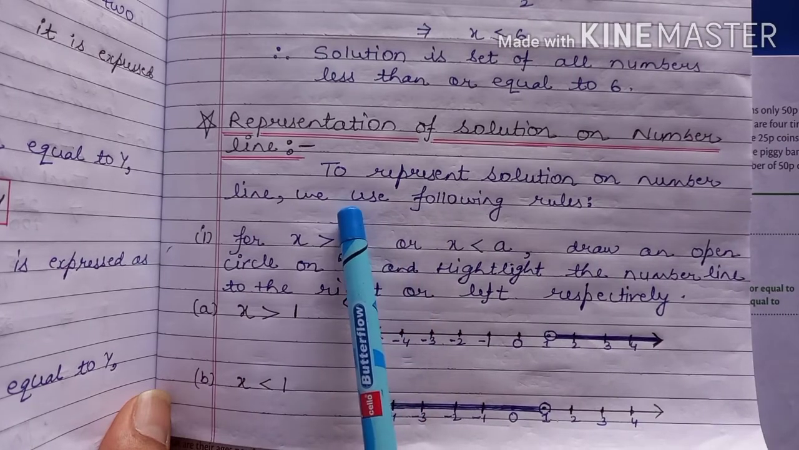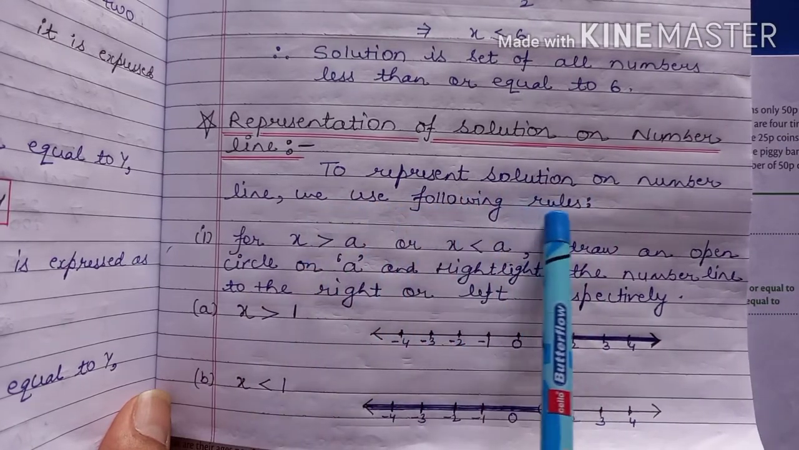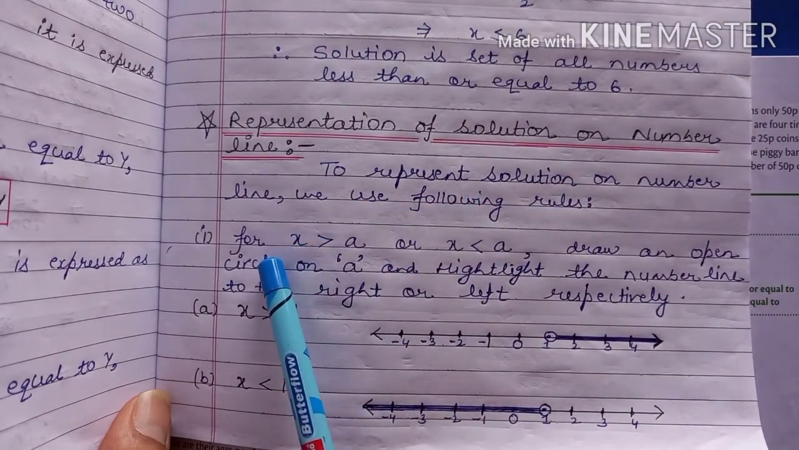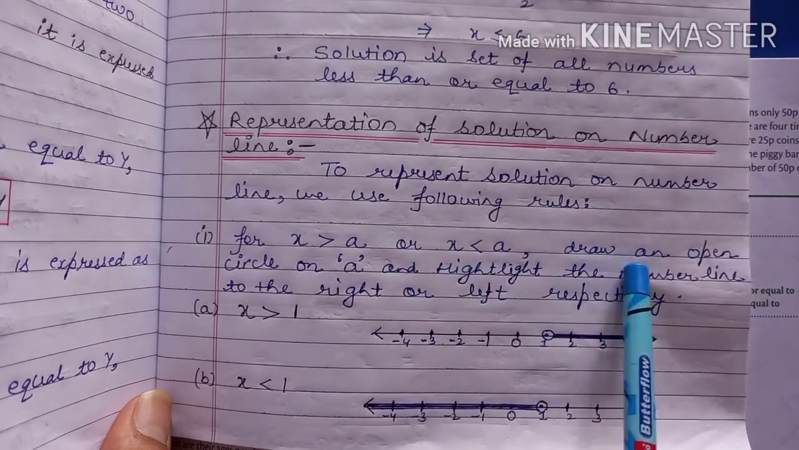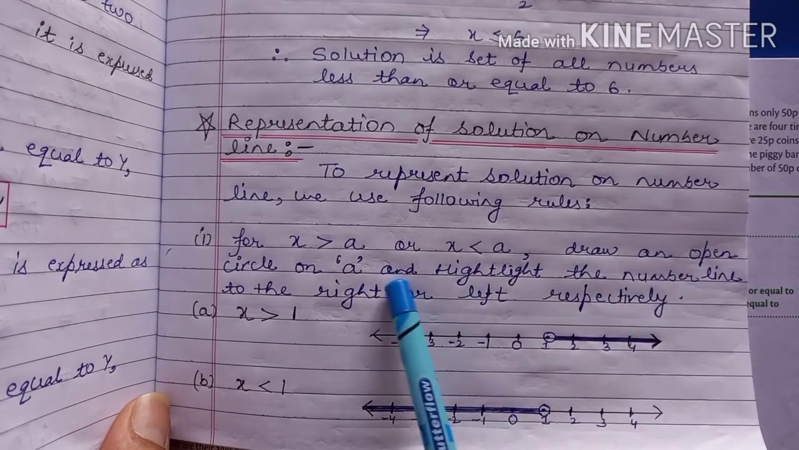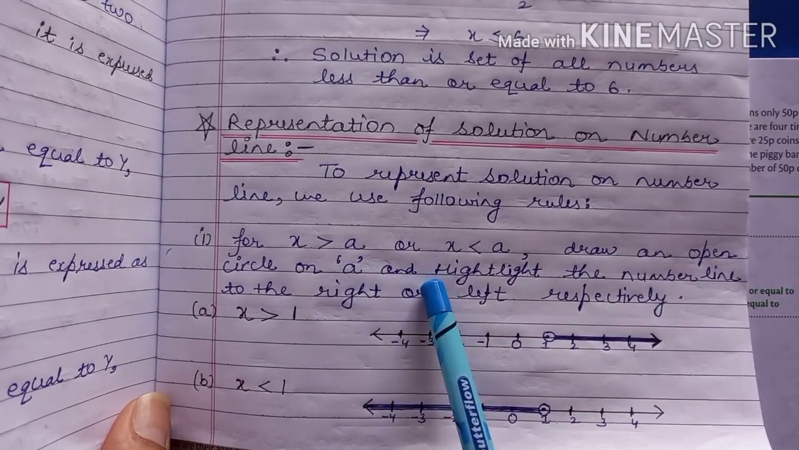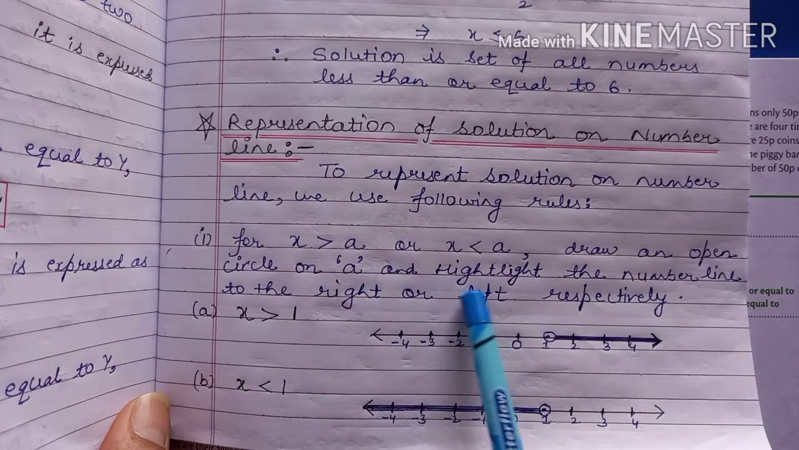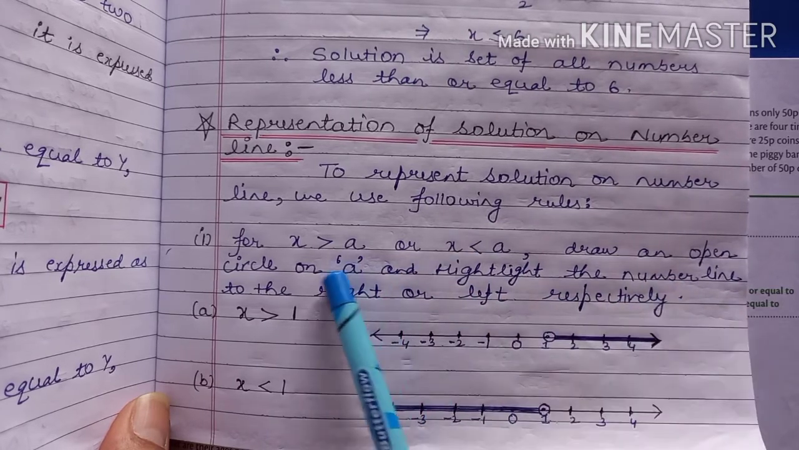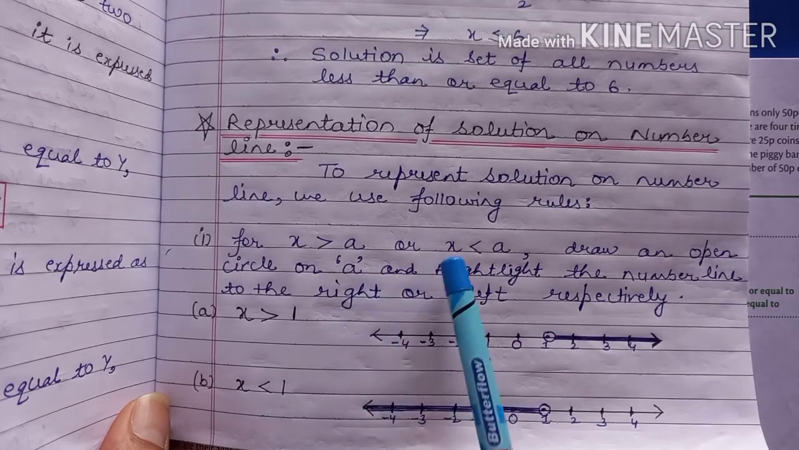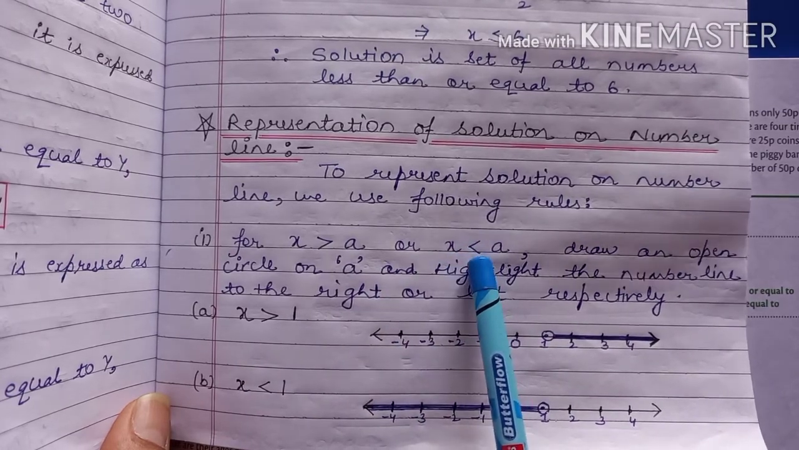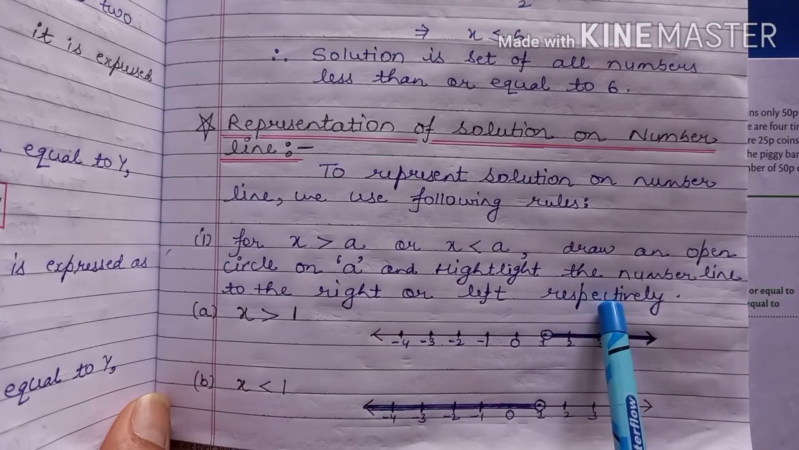In order to represent a solution on the number line, we use the following rules. The first rule is: when x is greater than a or x is less than a, we draw an open circle on a and highlight the number line to the right or the left side respectively. In the case of x greater than a, we highlight the right side, and in the case of x less than a, we highlight the left side.